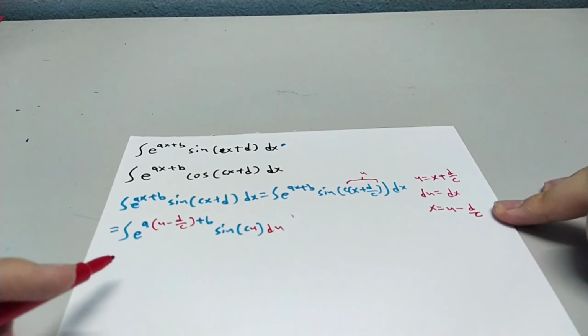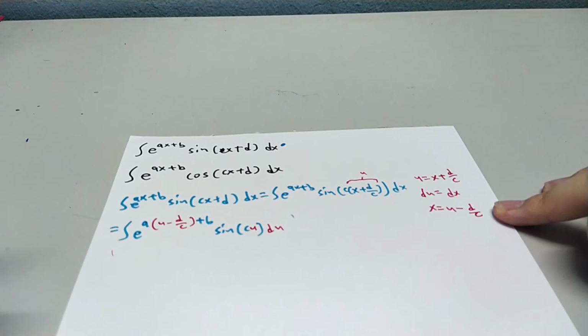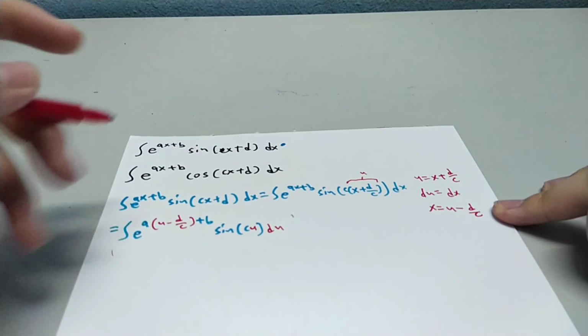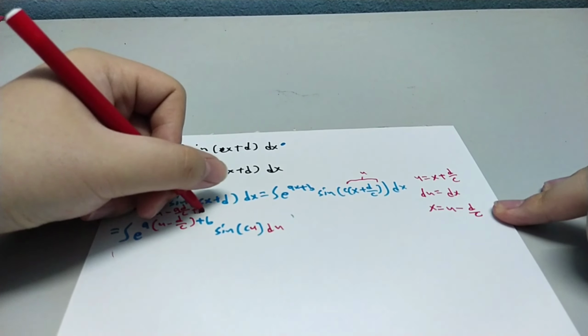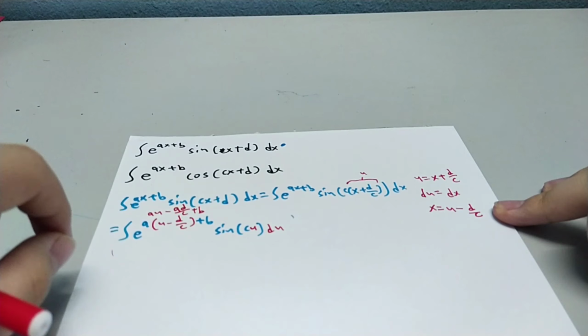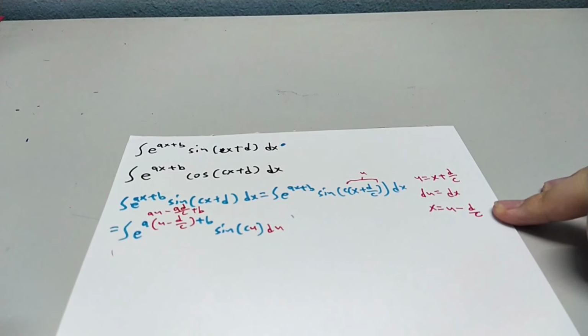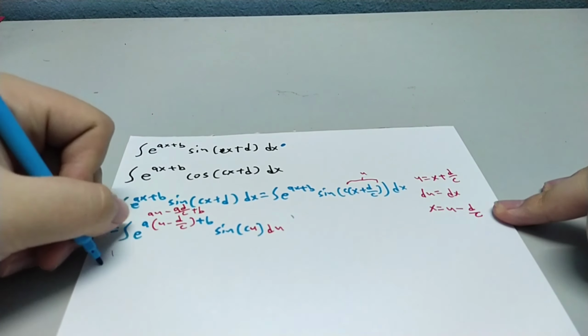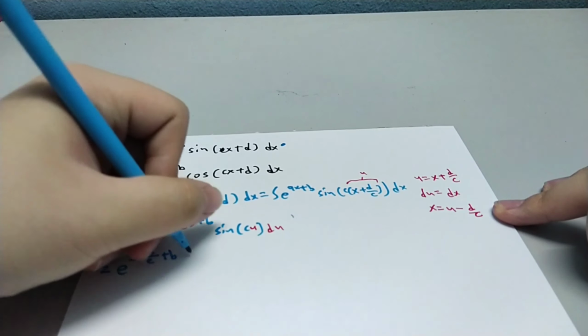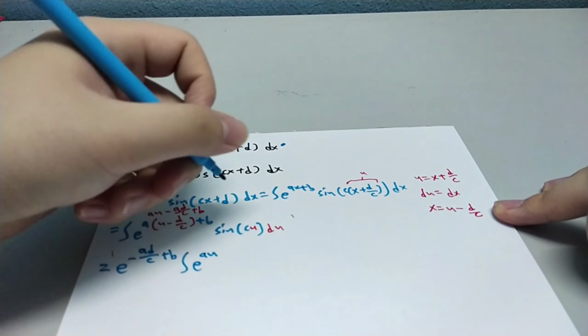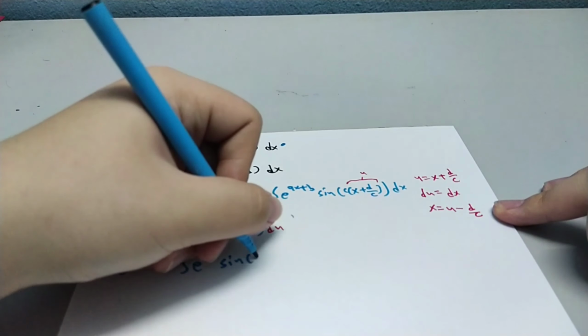Then I am going to make the exponent become something in the form of a power of u. In order to do that, I will just expand the a. I will have au minus ad over c plus b, and then by using the law of indices, it is basically e^(au) times e^(negative ad over c) times e^b. So I can just take the constant out of the integral. I will have e^(negative ad over c plus b) times the integral of e^(au) times sine of cu.